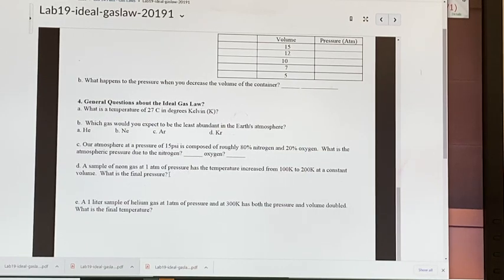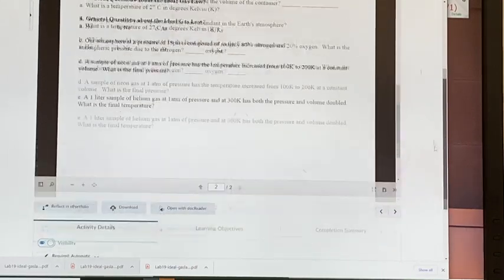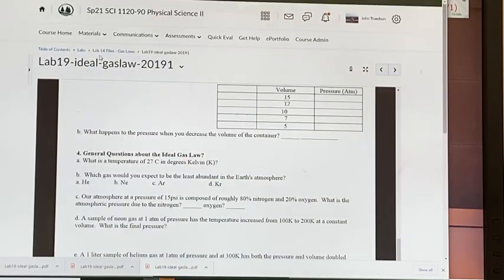What is the final pressure after increasing the temperature? And the last one deals with changing pressure and volume. So that is lab 12, and that is lab 14, I should say, and that's the final lab for the semester.